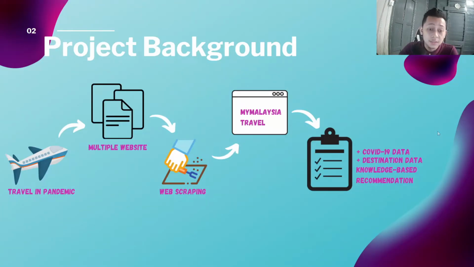So, this project will cover people who want to travel in this pandemic but have a problem because of COVID-19. So they need to find the destination information and also the COVID-19 information from many different websites. So this project will get the information from multiple websites using web scraping. All the data retrieved using web scraping will be manipulated and displayed in the myMalaysiaTravel application. So the user will be presented with a recommended destination that has COVID-19 data and destination data using knowledge-based recommendation.